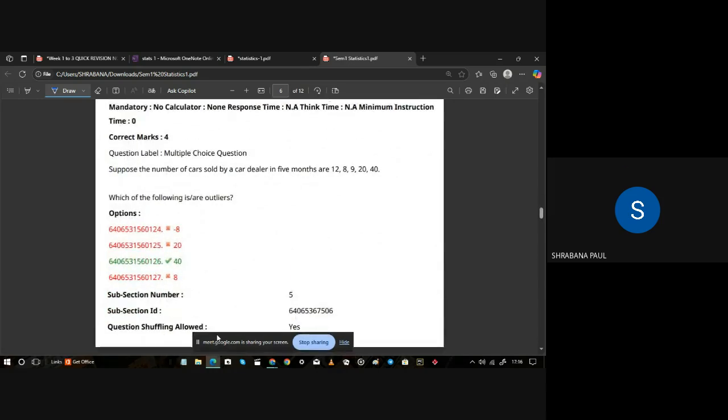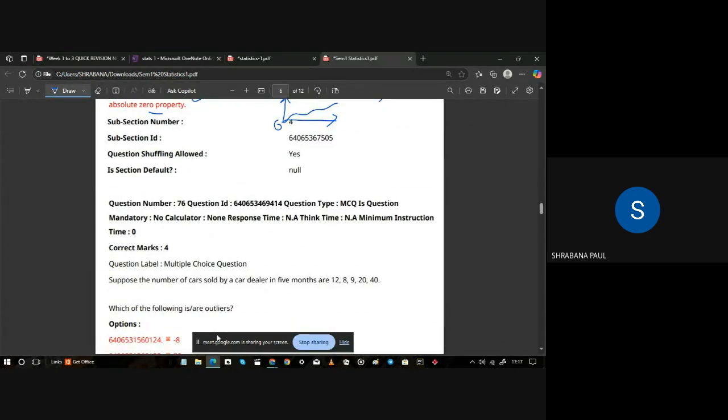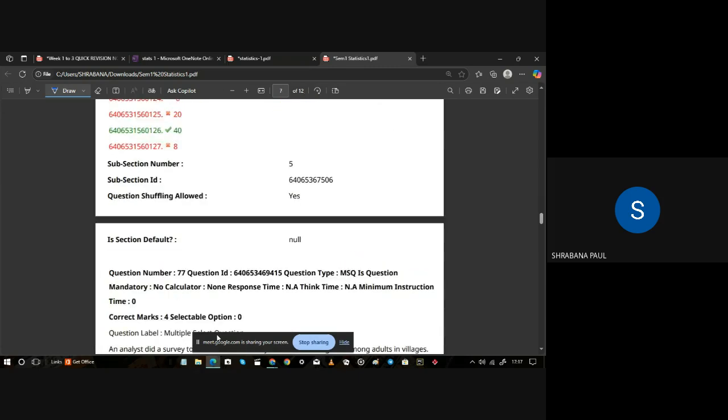Next question, suppose the number of cars sold by the car dealer in the 5 months are this. What is the outlier? Fast, say everything. What is the outlier in this answer? 12, 8, 9, 20, 40. Yes, 40. Very easy. देखो 12 के आजू बाजू में जो नंबर्स हैं, 8 आता है, 9 आता है, 20 आता है, बट 40 बहुत दूर का नंबर है, तो आउटलेयर 40 इज द आंसर.